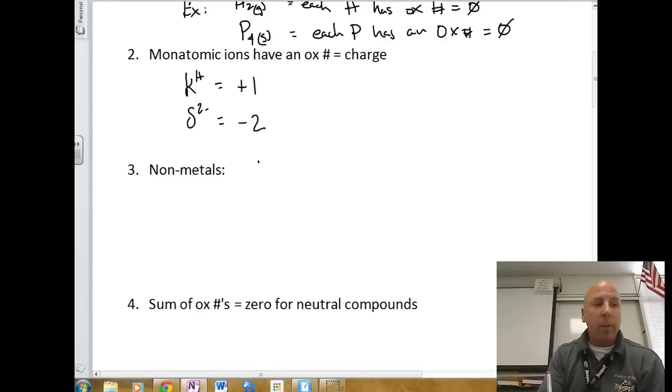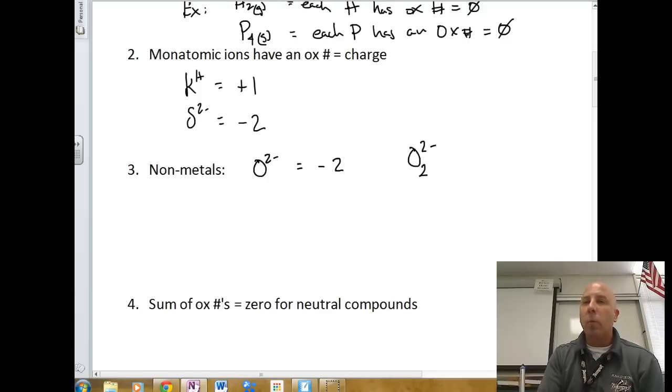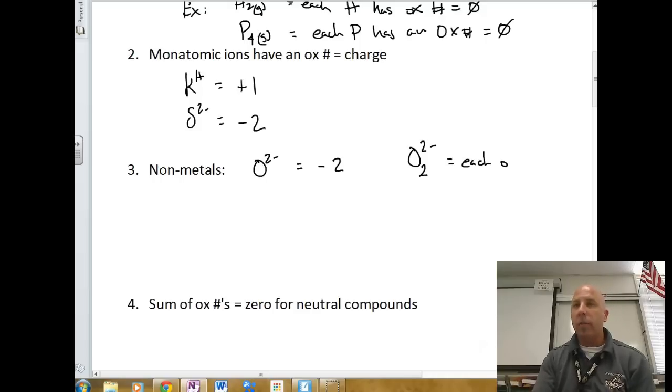Now, these nonmetals do follow the same rule, just like the monatomic ions. For example, if you're dealing with the oxide ion, we will say that that's going to be an oxidation number of -2. But we can have the peroxide ion, and this is the peroxide ion. One thing to keep in mind is in the peroxide ion, you have diatomic oxygen with a 2- charge. So we would say each oxygen will have a -1 oxidation number.